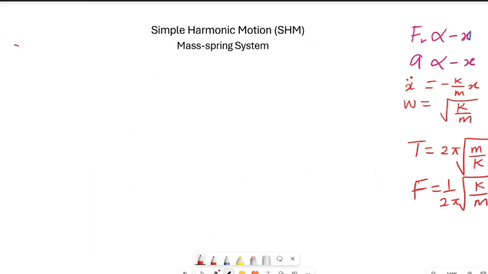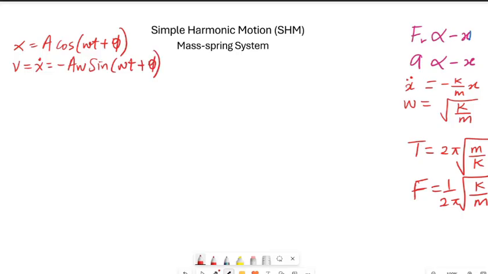If you recall, our x equals a cos(omega t plus phase angle), then we can say that our velocity, which is x dot, equals minus a omega sin(omega t plus phase angle). That is what we defined earlier. Now let's find velocity in terms of x. Remember, this is in terms of our phase angle and all those things. But let's find it in terms of x, like our acceleration as we did here.